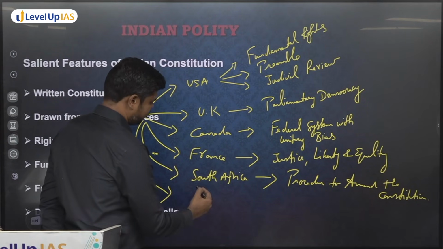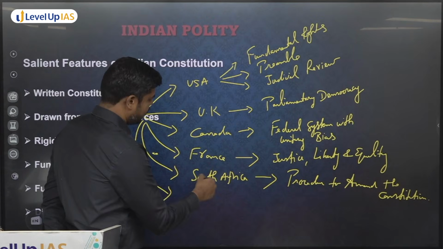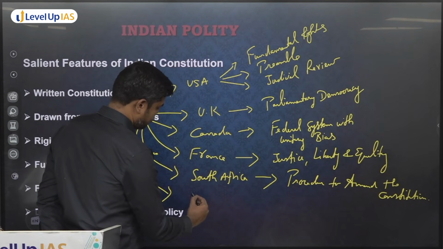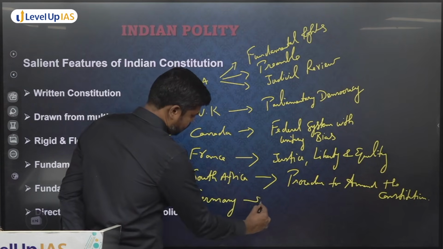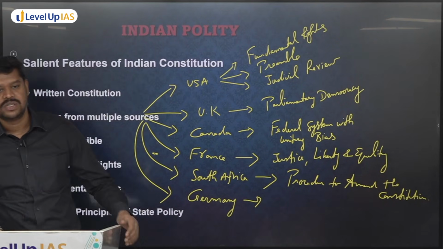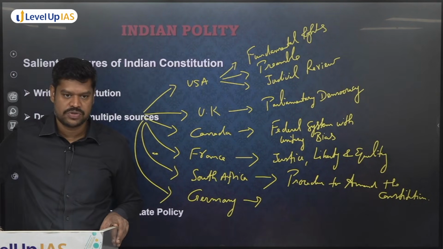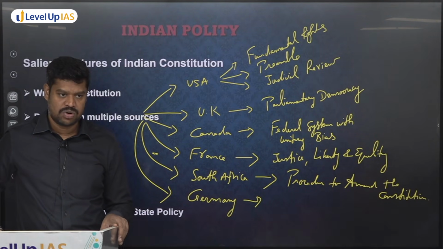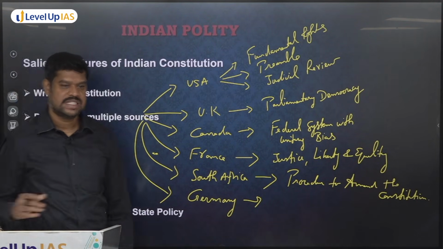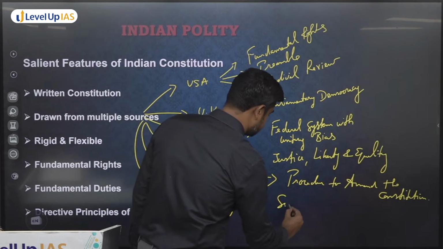These are some major provisions. You have USA, UK, Canada, France, South Africa, Germany. From Germany also we have got one important provision. Is there any idea as to what is the important provision? Suspension of fundamental rights during emergency. Not just per se the emergency provision itself, but the suspension of the fundamental rights during emergency.